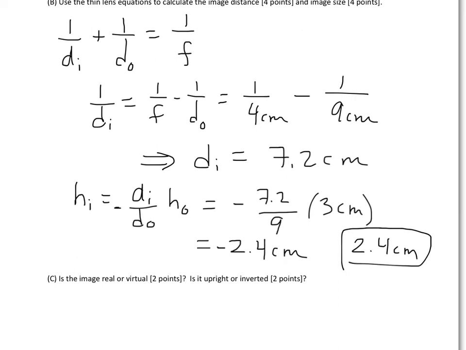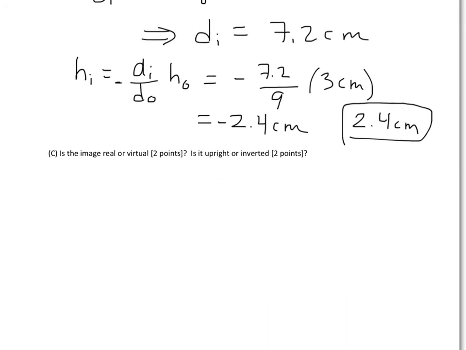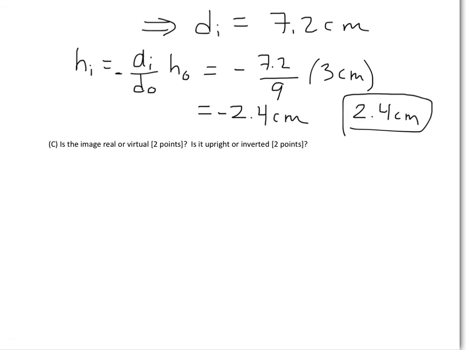Now we can determine the next questions, which are, is the image real or virtual? And is it upright or inverted? Well, we already determined that the image is inverted because our magnification comes out negative. Now, is it real or virtual? Well, because this image distance is positive, it's on the opposite side from the object, and that indicates that it's a real image, because rays from the object actually converge there.